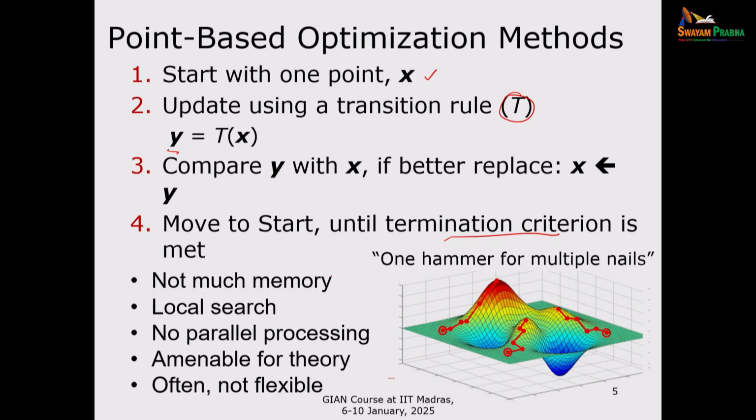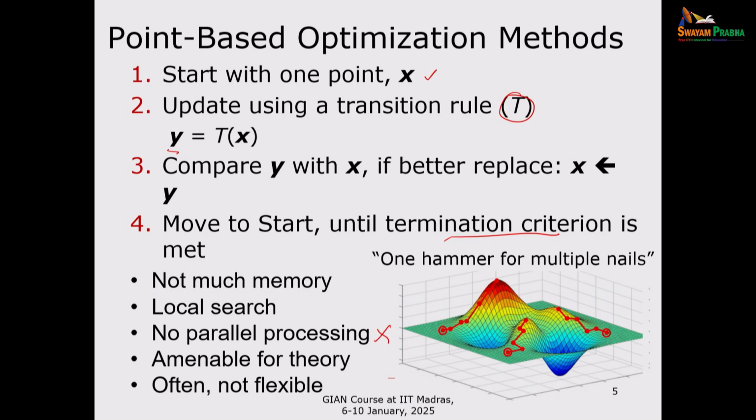Not much memory is needed. You just need to store two solutions, x and y, but it has this local perspective because it doesn't see the entire space. It's just a local thing. It depends on t, how broad your t function is. And no parallel processing. If you have 10 processors, you don't know what to do with them, because you need to just evaluate two solutions, x and y. So they are not very friendly with parallel processing.